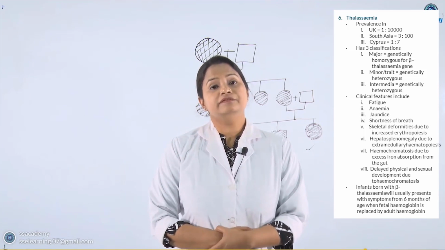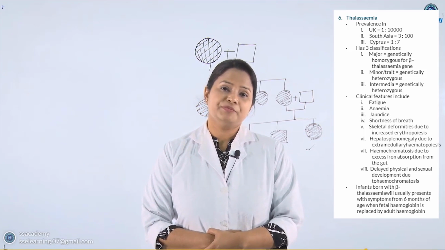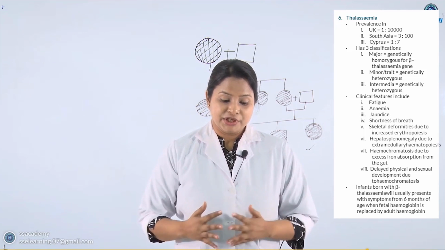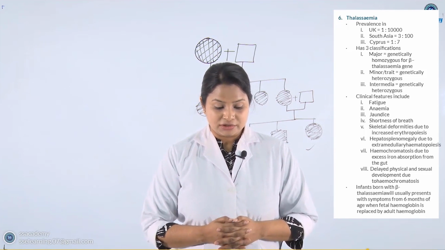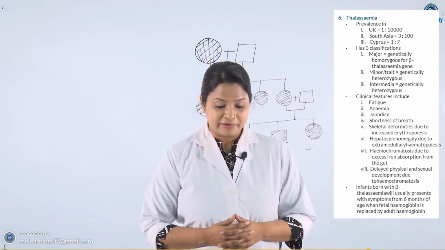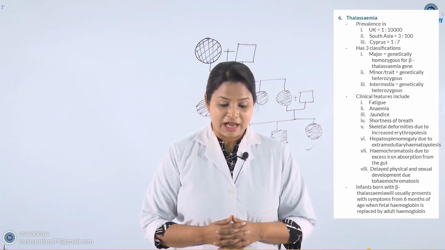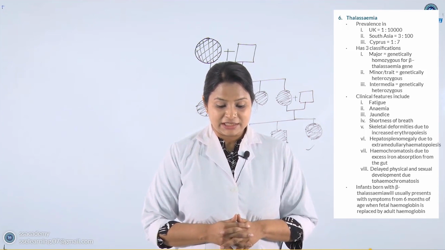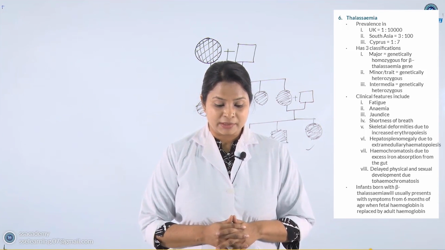There are clinical features of thalassemia we have to know, because clinical questions come from thalassemia. Clinical features include fatigue, anemia, jaundice, shortness of breath, skeletal deformities due to increased erythropoiesis, hepatosplenomegaly, hypochromia, and delayed physical and sexual development due to hemochromatosis.